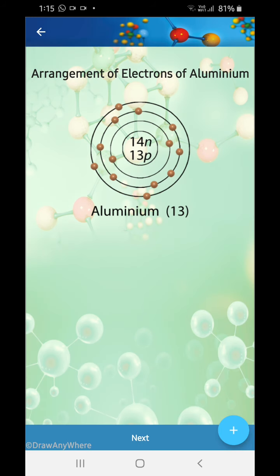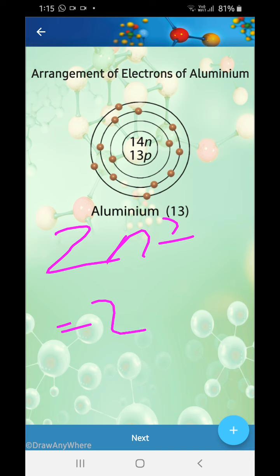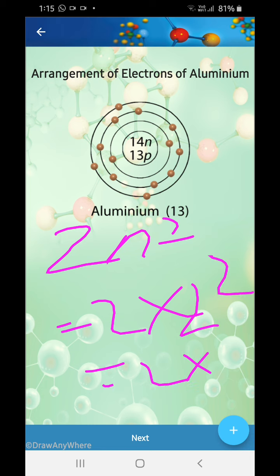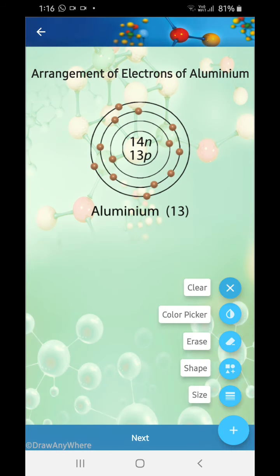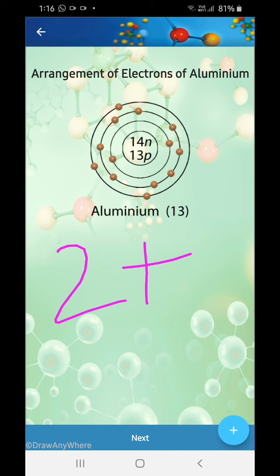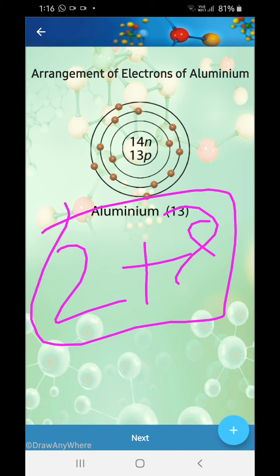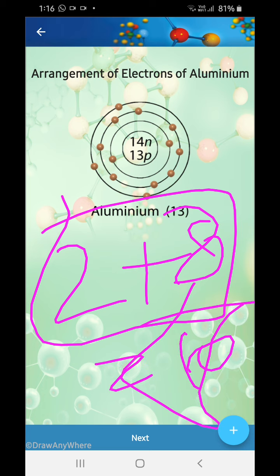Again you take the 2n square formula and see the second shell: 2 into 2 square, where n means the number of that particular shell. 2 into 2 square is 8. You see, count 8. Now you have 2 in the first shell, 8 in the second shell, completed. Therefore the 2n square formula will not apply further. Already 10 are over and the other 3 you have in the third shell.